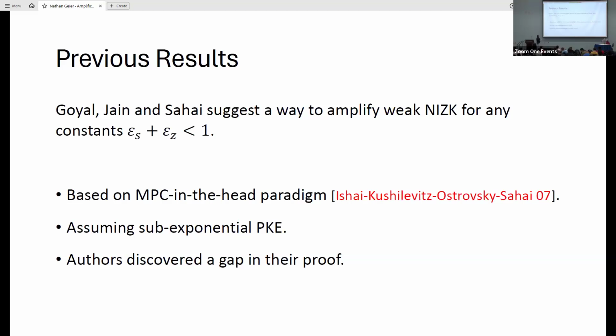All right. And now, previously, Goyal, Jain, and Sahai studied this problem and suggested a way to amplify NIZK for any two constants with a sum smaller than 1. Their approach is based on the MPC-in-the-head paradigm, and it requires sub-exponentially secure public-key encryption. But eventually, they discovered a gap in their proof.